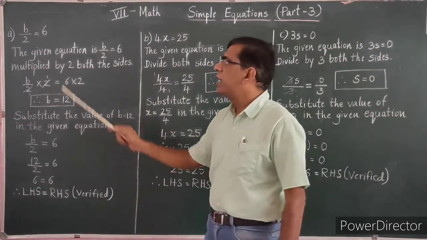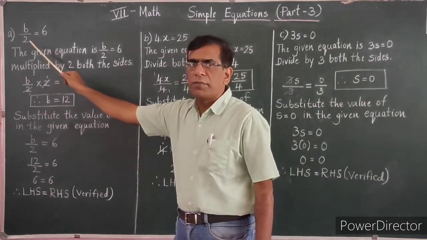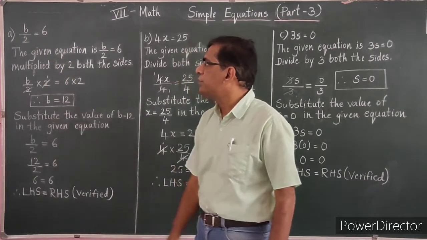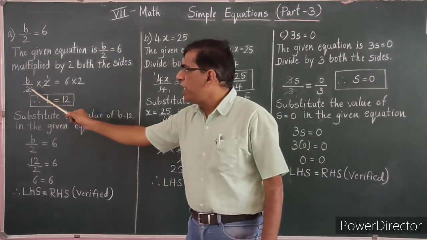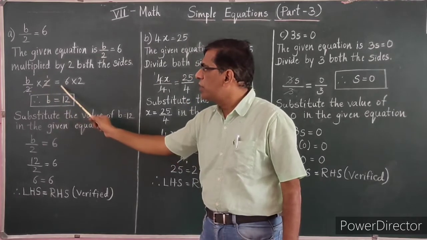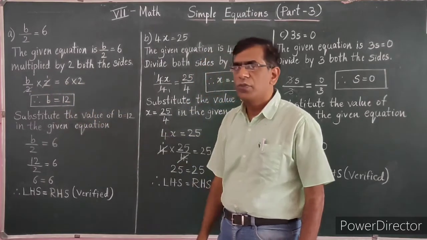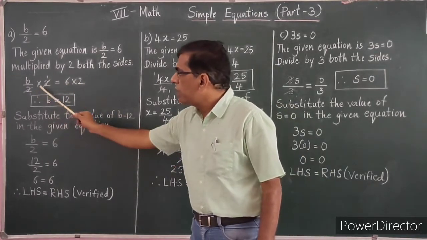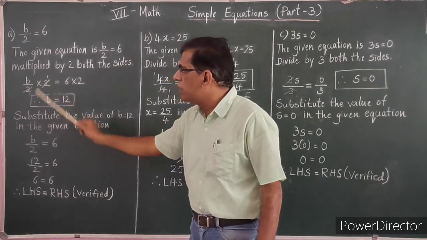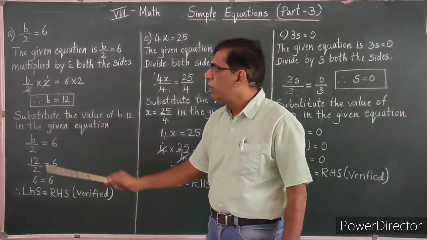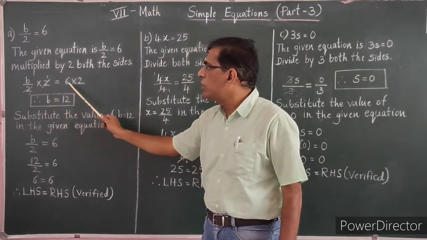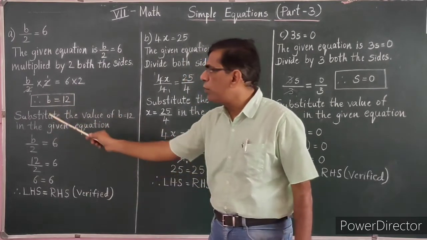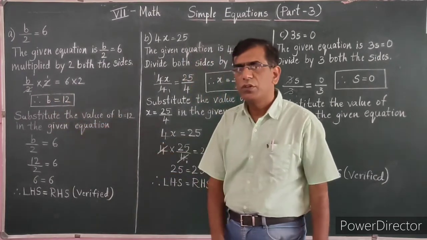Both sides means LHS and RHS, left hand side and right hand side. b by 2 into 2 is equal to 6 into 2. Here this 2 can cancel, 2 ones are 2, 2 ones are 2. Therefore, b is equal to 6 twos are 12. The value of b is 12.